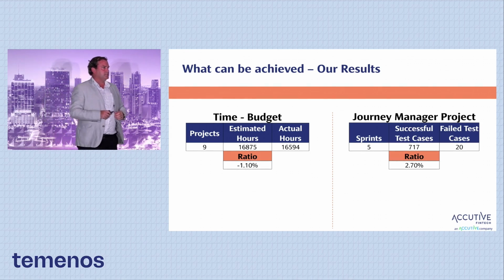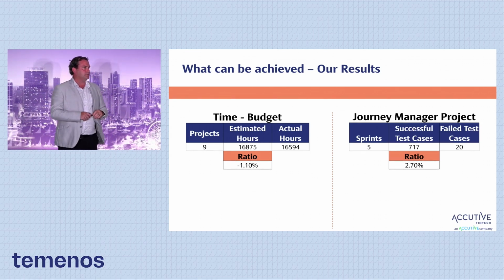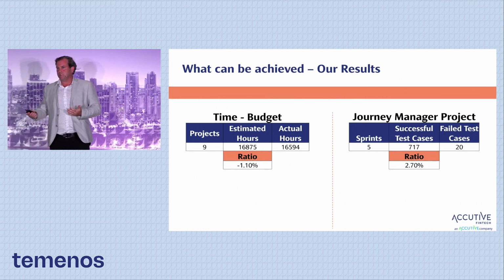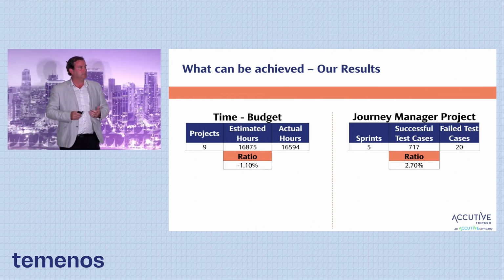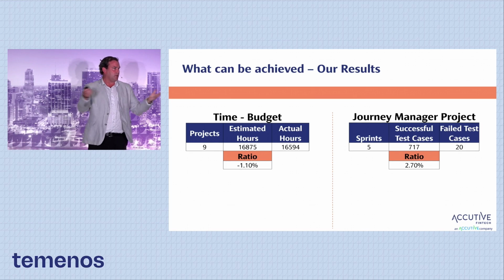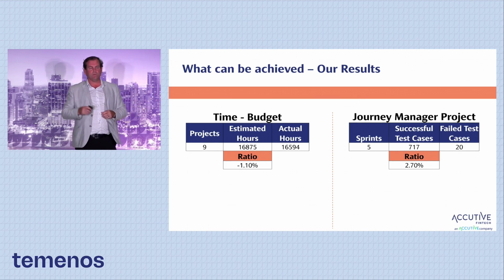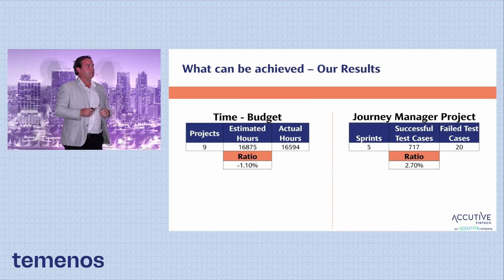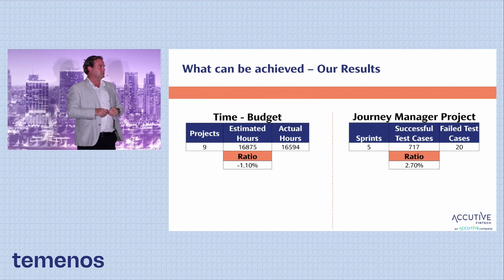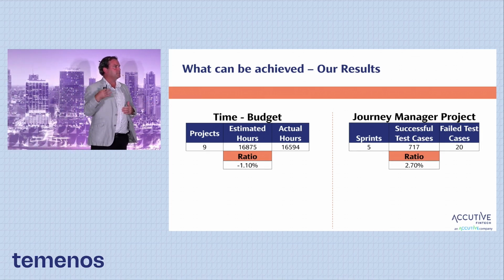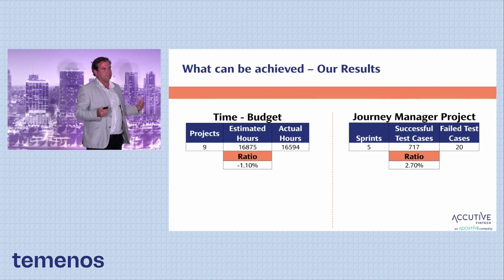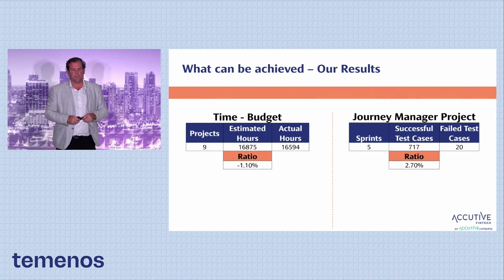I grabbed one of those projects. It happened to be a Journey Manager project. It was a five sprint project. And we looked at the test cases we ran. So end-to-end testing. This isn't us testing. This is our clients testing. We did 737 test cases. 717 were successful. We only had 20 defects out of those test cases due to the processes that we put in place before end-to-end testing. Defect ratio, 2.7. So obviously that's our target goal, okay?